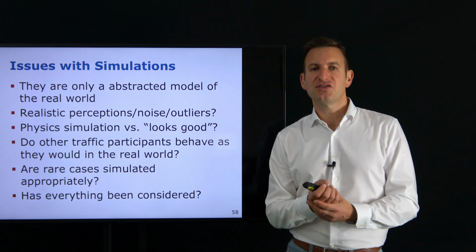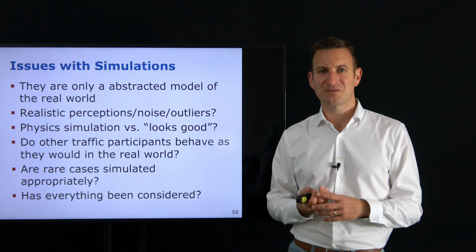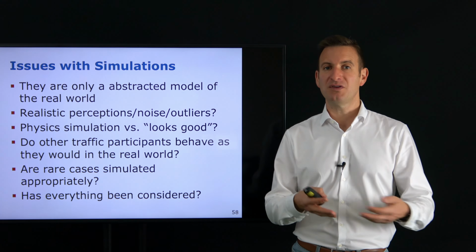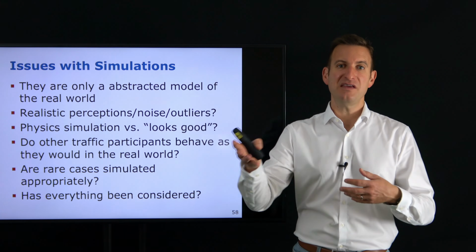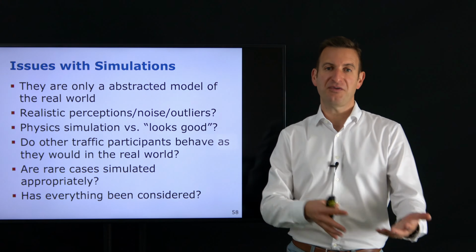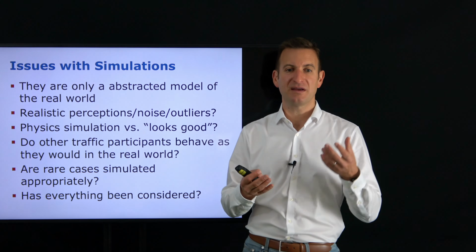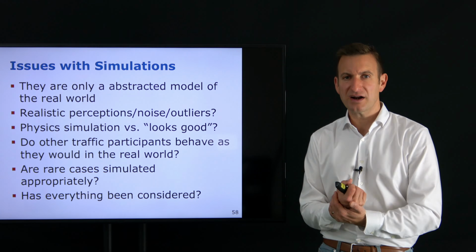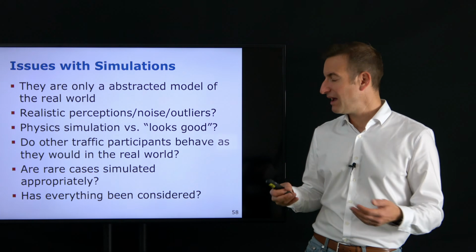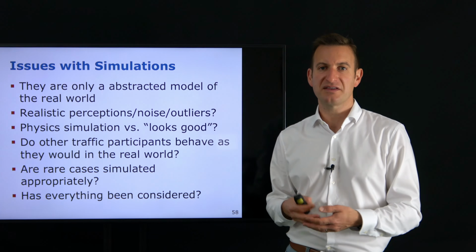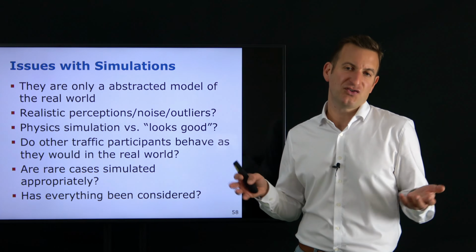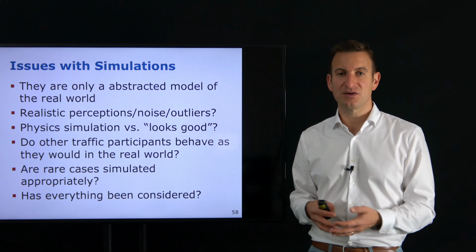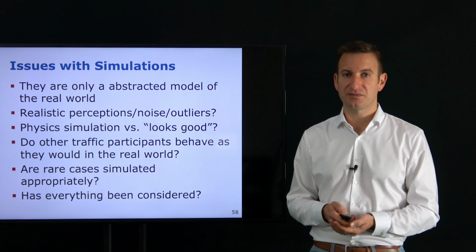Those simulation systems also need to simulate humans in the sense of other traffic participants. Is the behavior of humans realistic? That's actually something which is very hard to do because humans behave differently in different situations. They may see things and behave accordingly because of that, which the simulation system is not aware of. So generating realistic behaviors of humans is a challenging task. Also, are all the rare cases simulated appropriately? Has everything been considered that needs to be considered in that simulation system? These are questions which are hard to answer, and building a good simulator is a tricky and hard task.